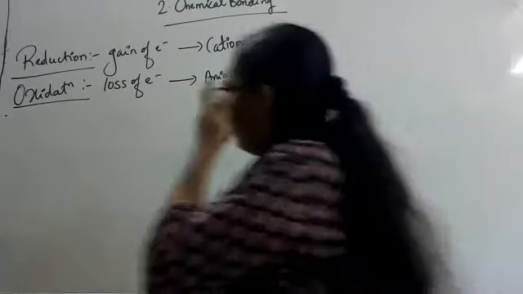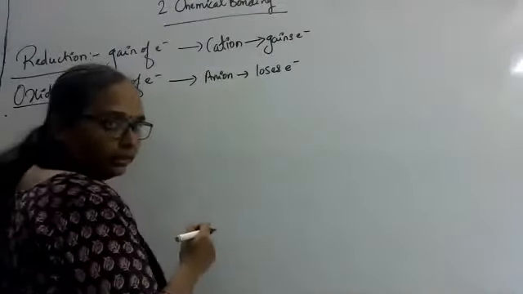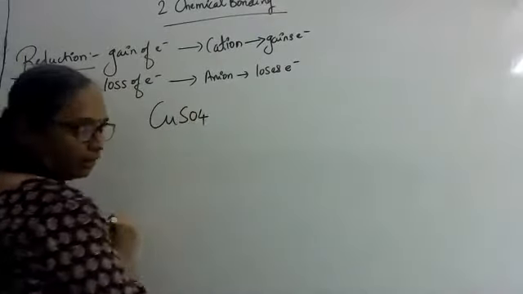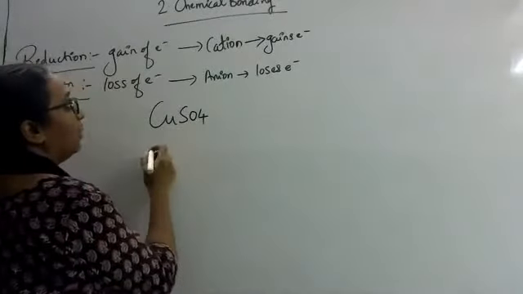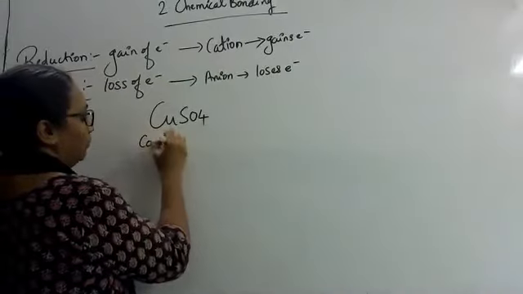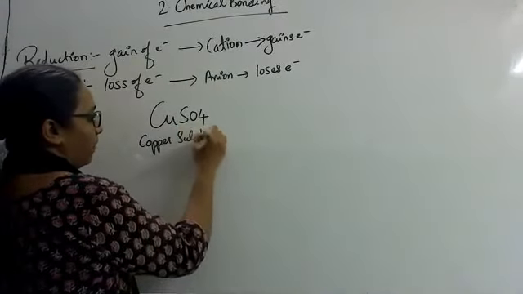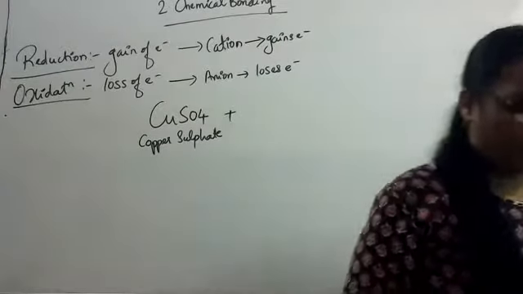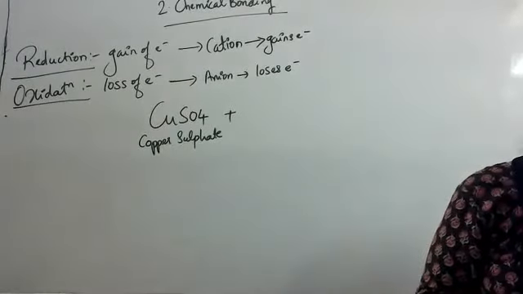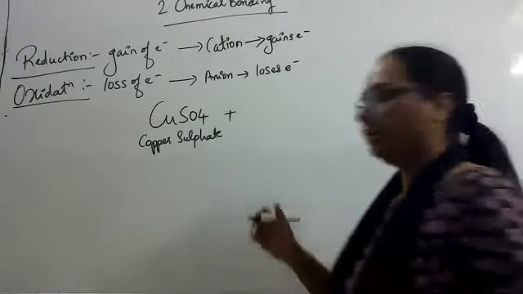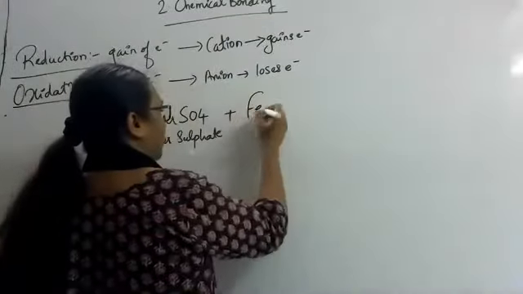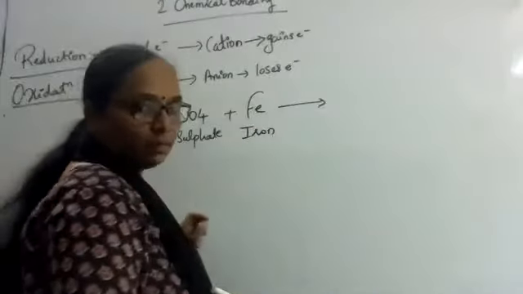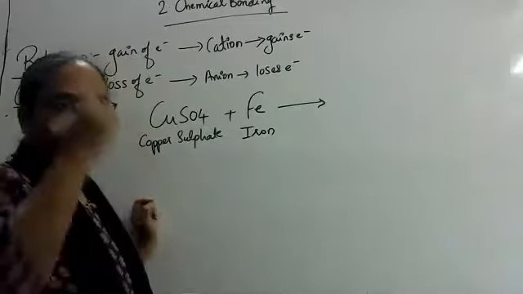Now see, consider the following reaction. Okay, the reaction is copper sulfate, CuSO4. What is CuSO4? CuSO4 is copper sulfate. It reacts with ferrous ion, or which we call as iron. So it reacts with iron. What is the symbol of iron? Fe. So there is a displacement reaction that takes place.